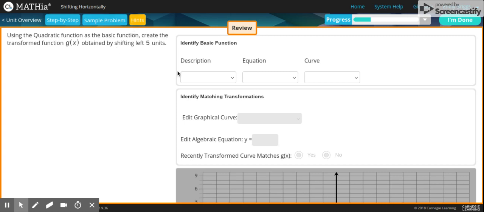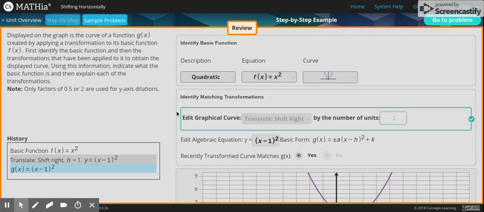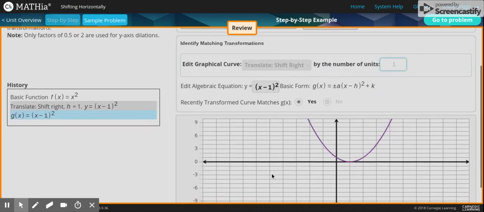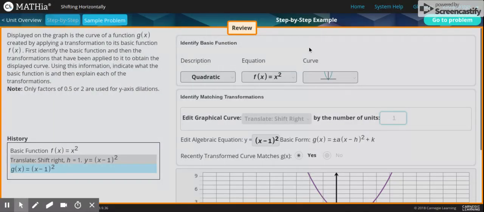Alright, so today we're going to be shifting horizontally. I decided we're going to do this step by step. I already did it, so I'll just kind of walk you through what I did. So I looked at the equation over here and it was quadratic.